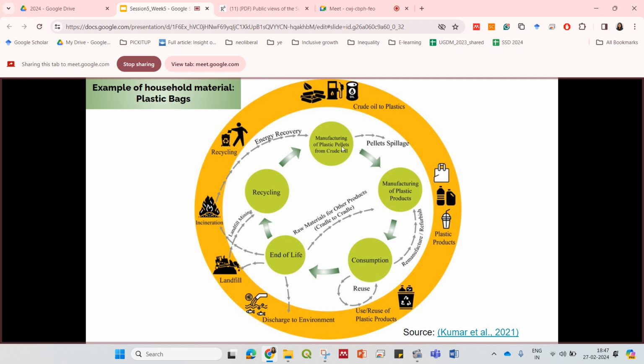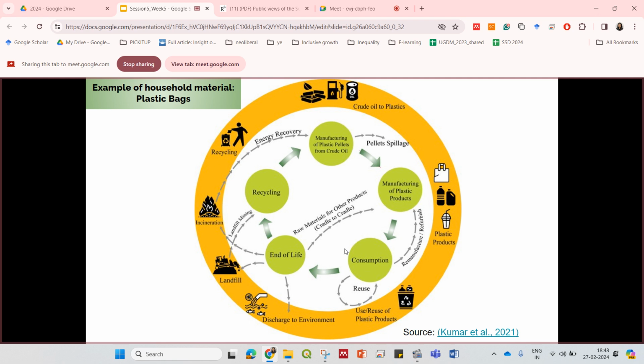That is the manufacturing of pellets from crude oil, then manufacturing of the plastic products, then consumption, which is the retail and use phase, then their end of life, from which either they go to the landfill or they go into the recycling. But then there are further smaller steps associated with this entire life cycle of the plastic bag also. For example, in the manufacturing only, sometimes pellet spillage can happen. So again, this goes out in the environment, and it is neither treated nor recycled.